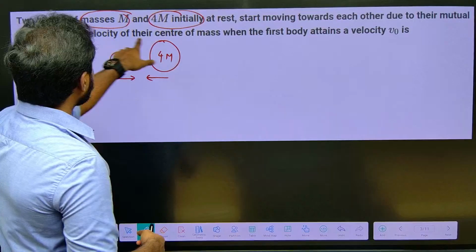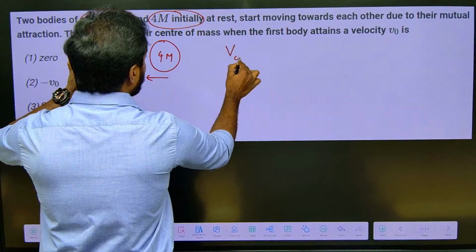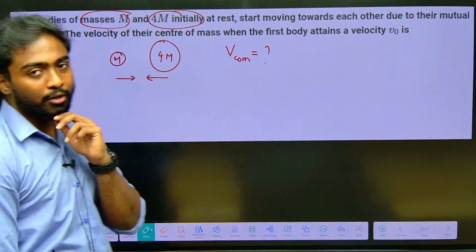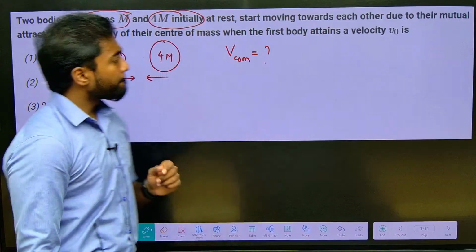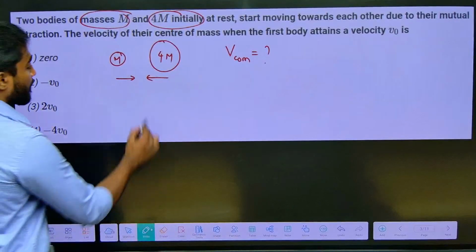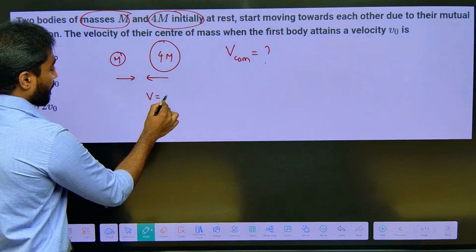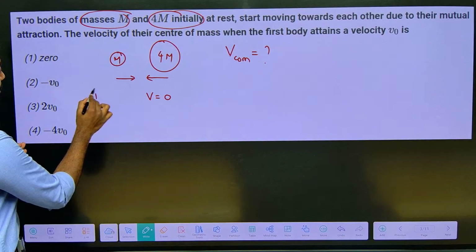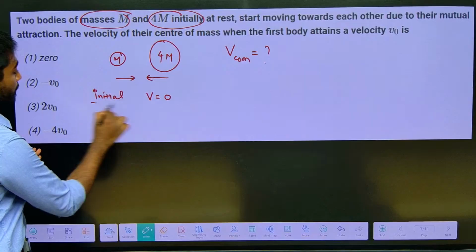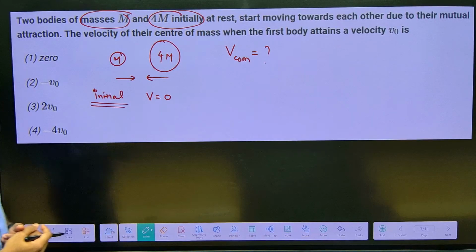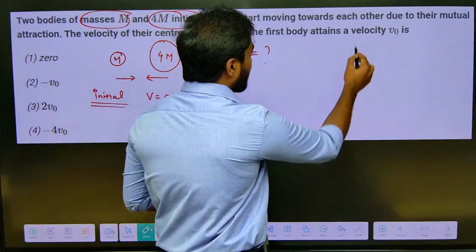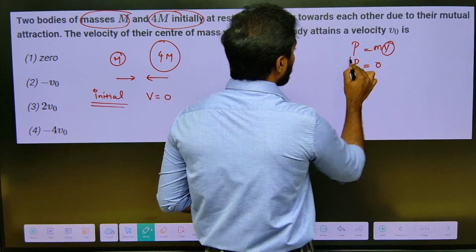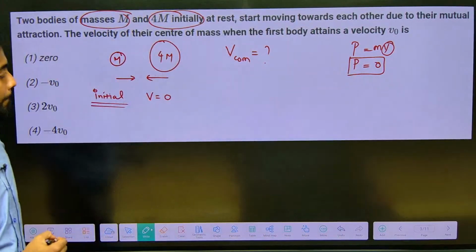The velocity of their center of mass, V center of mass, they are asking what is the velocity of center of mass when the body attains a velocity V naught. Try to understand one thing: initially the body is at rest, which means velocity will be 0, right? Initial v is equal to 0. V equal to 0, in the sense, what about the momentum? Momentum is nothing but mass into velocity. When v is 0, momentum is also 0, right?